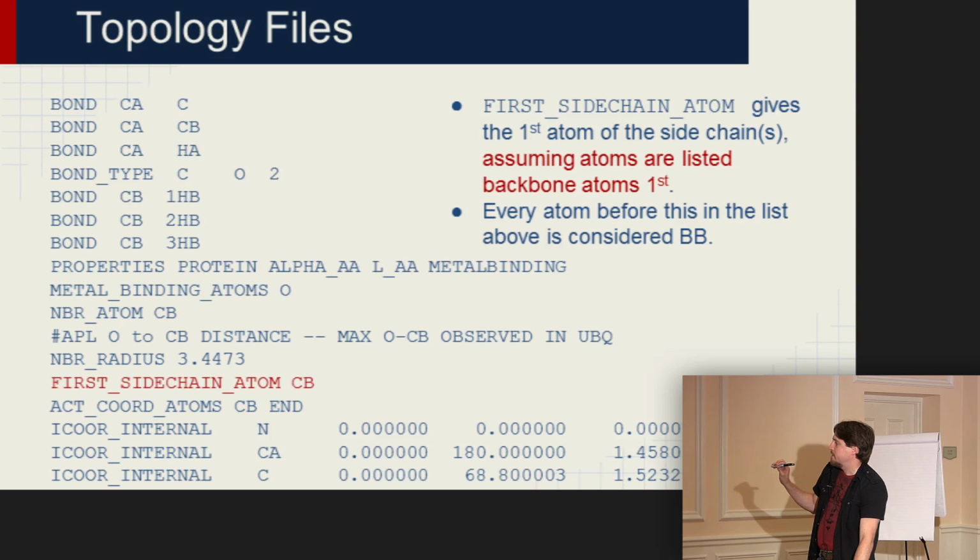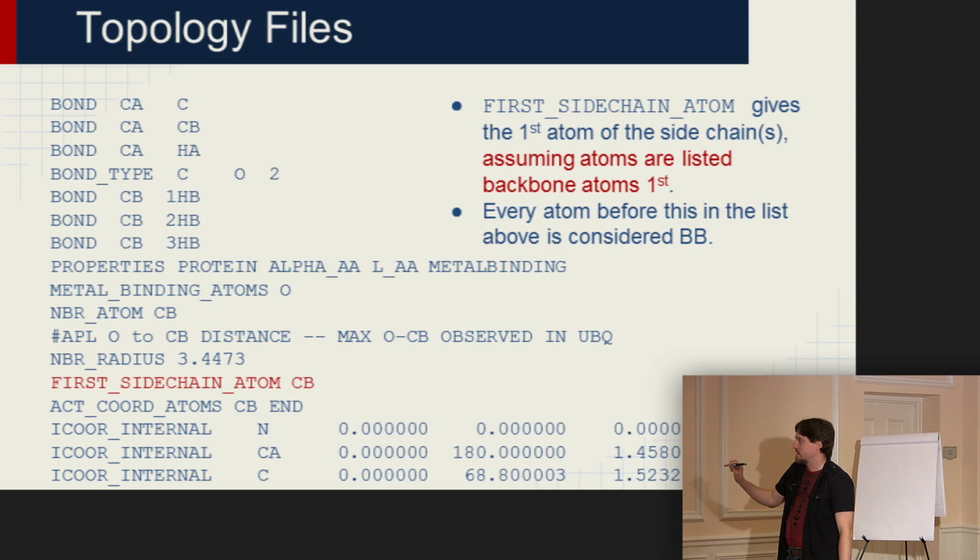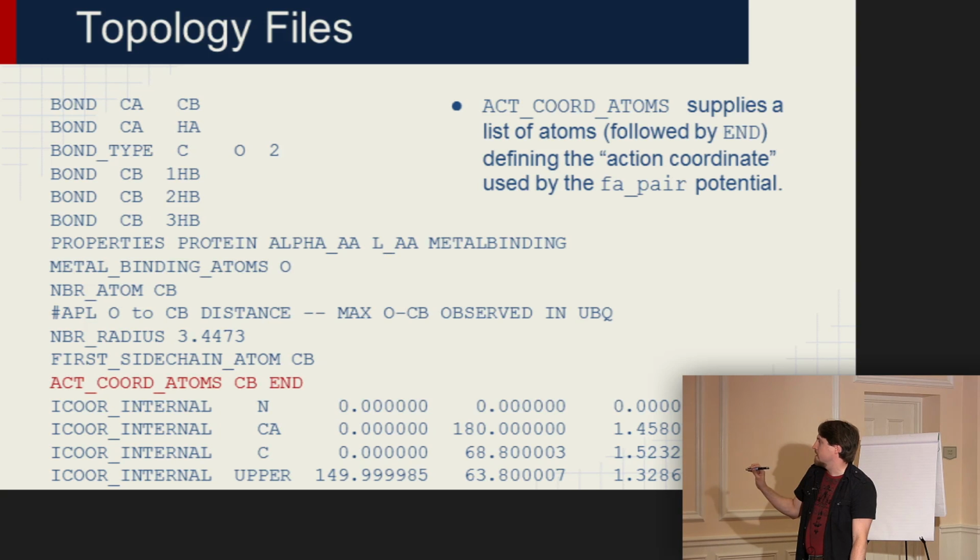This designates the first side chain atom. And it makes a pretty big assumption, and that assumes that every atom before this point in your atom list above was part of the backbone. So you don't actually define your backbones, you just say first side chain atom, CB, everything before that in the list is considered backbone. This is used particularly for the FA pair potential. I'm not going to go into too much detail there.